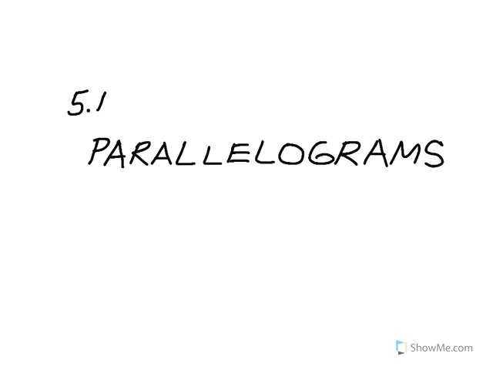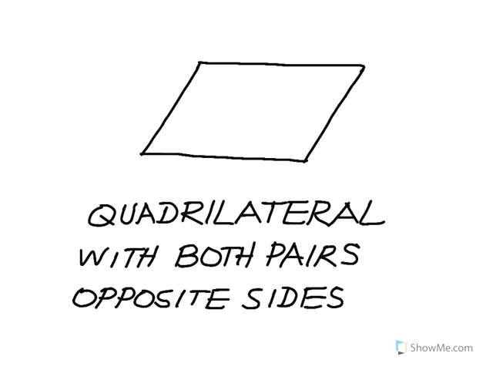Lesson 5.1 is about parallelograms. The definition of a parallelogram is that it's a quadrilateral with both pairs of opposite sides parallel. So if I use two little arrows to denote those two sides are parallel to each other, and then these other two opposite sides are parallel to each other.